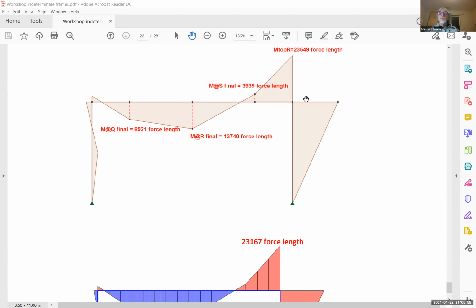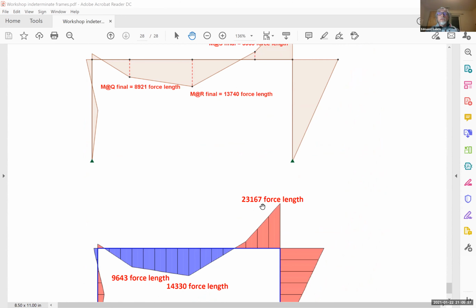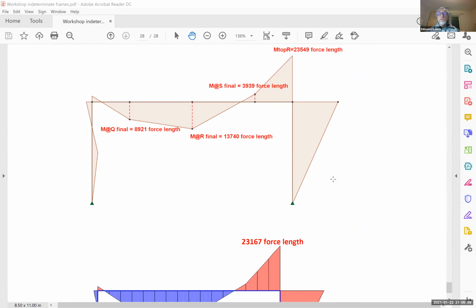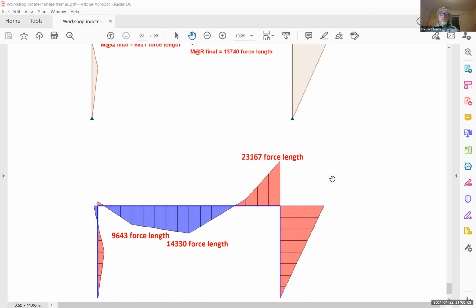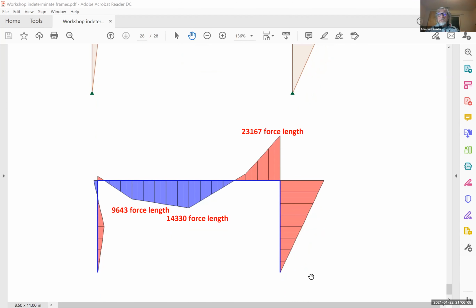For instance, 23,549 versus 23,167 for the extreme moments. The GeoGebra model looks really good compared to the finite element model. And I would say that it was a successful experiment.